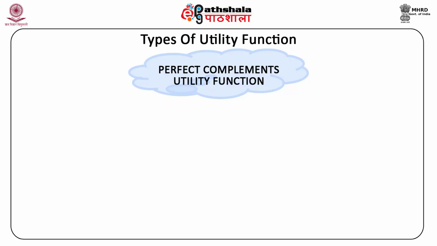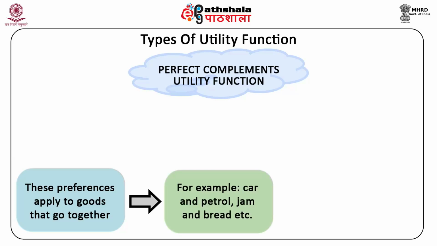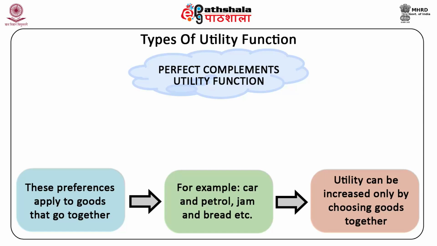A situation directly opposite to the case of perfect substitutes is perfect complements. These preferences would apply to goods that go together, for example, car and petrol, bread and jam, etc. They are used in a certain combination by a consumer, and maybe one without the other will have no use for the consumer. Only by choosing the goods together can utility be increased.